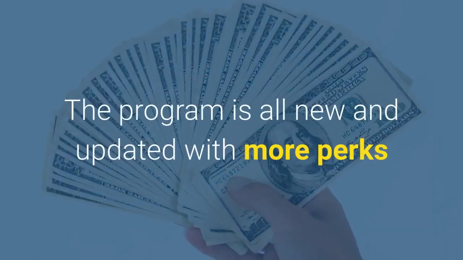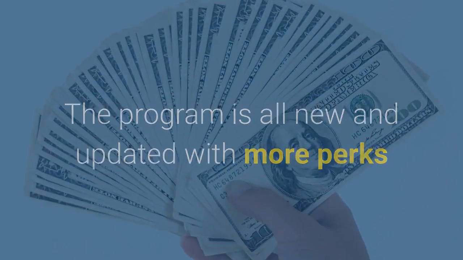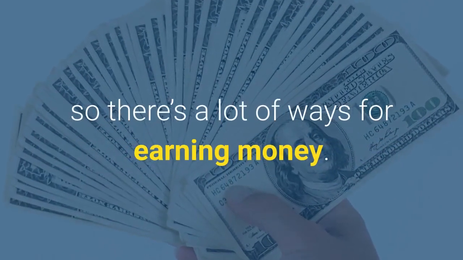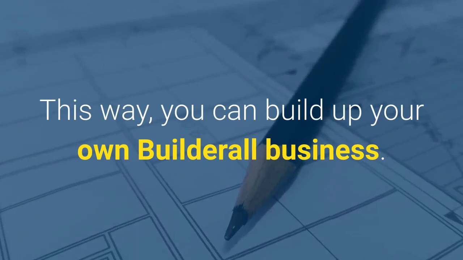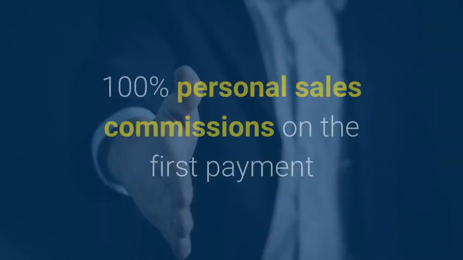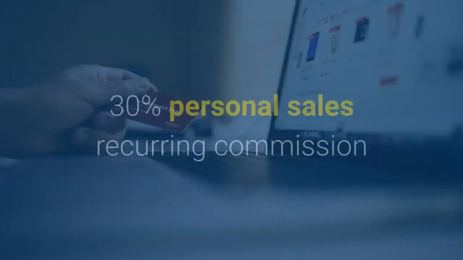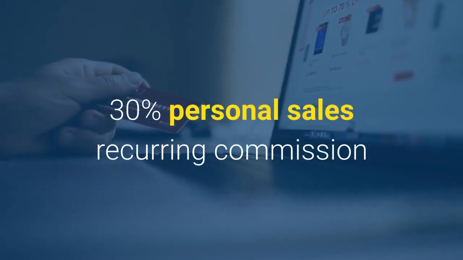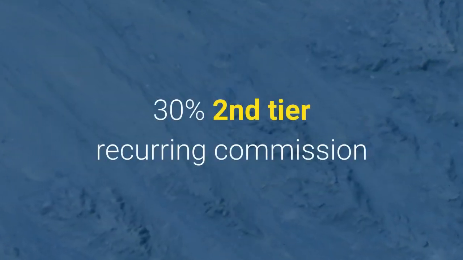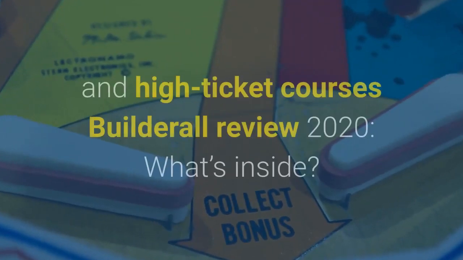The program is all new and updated with more perks, so there are a lot of ways of earning money. This way, you can build up your own Builderall business. 100% personal sales commissions on the first payment. 30% personal sales recurring commission. 30% second-tier recurring commission. Bonus commissions for low, mid and high-ticket courses.